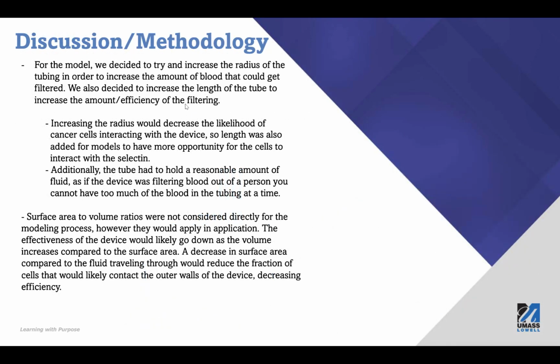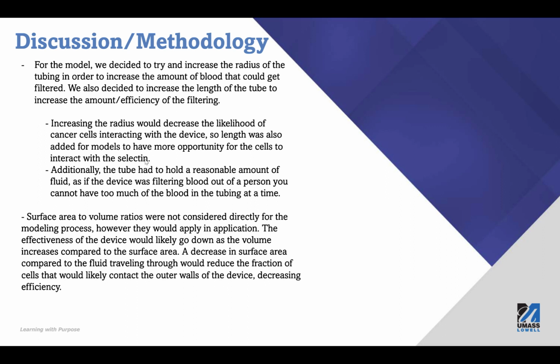For our methodology, just as an overview, we were trying to increase the radius of the tube to increase the amount of blood that could get filtered. We decided to increase the length as well to increase the amount of blood that was getting filtered and the efficiency of the filtering. The idea was it would give the fluid inside the tube more surface area to interact with when you increase the length, and increasing the radius would allow you to filter more blood at the same time.